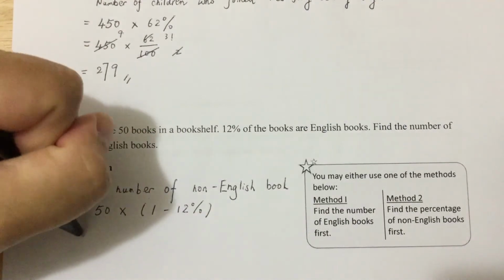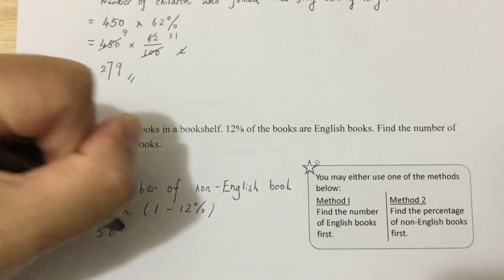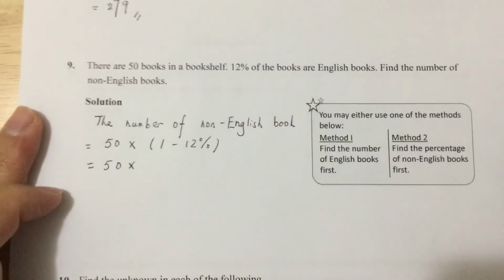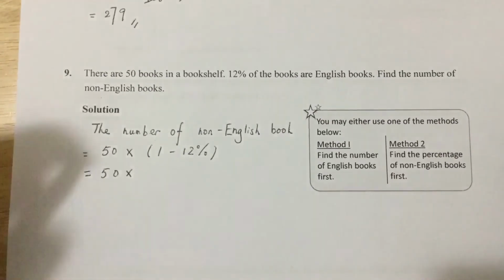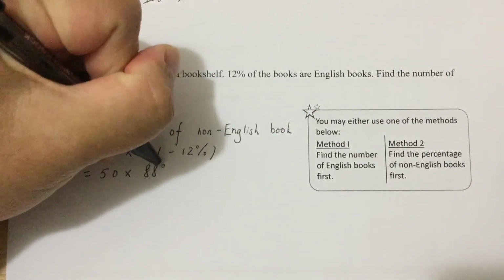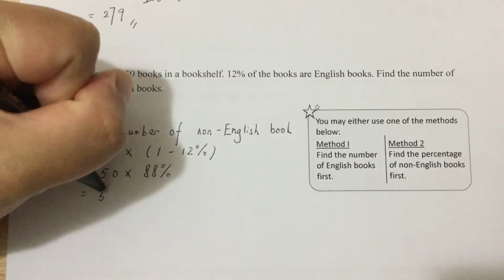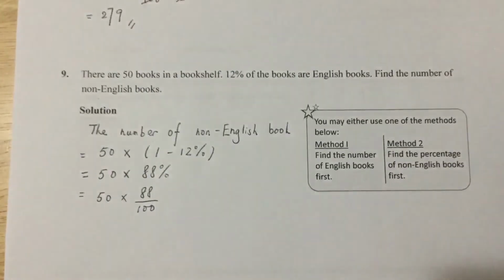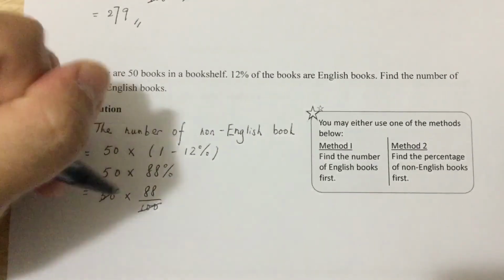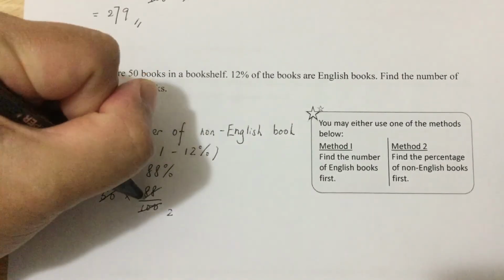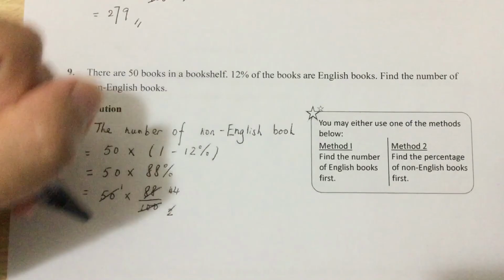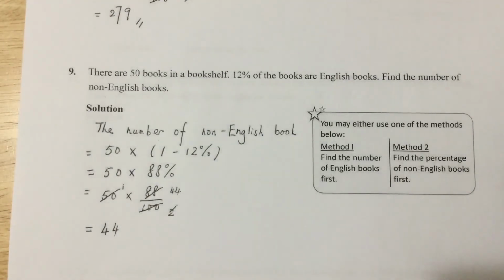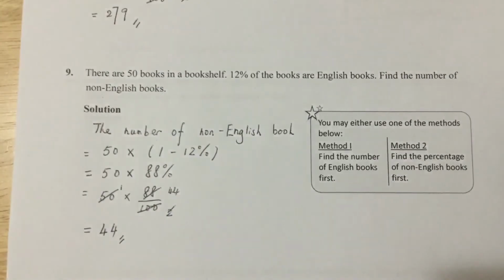And then once again, we have 50 times something like this. Okay, I move up. 50 times 88%. And then we have 50 times 88 over 100, and we do the cancellation. This is 2, this is 1, this is 88 and 2, this is 44. So the answer for this one is that 44 books of it are non-English books.